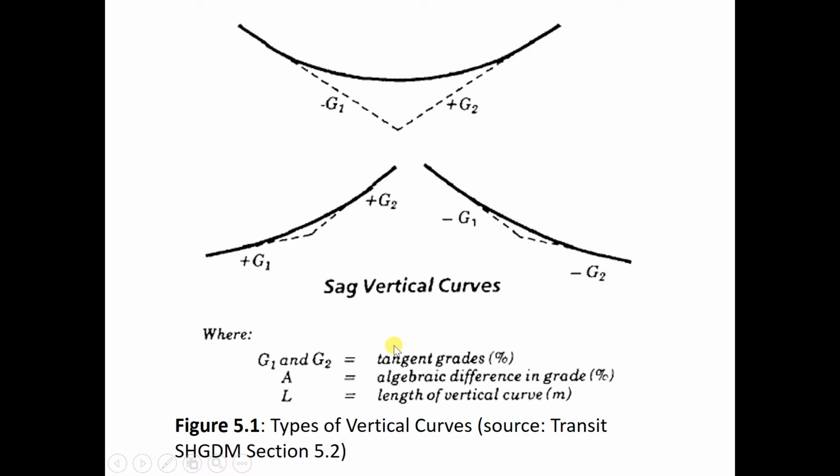Okay, so usually A is the algebraic difference in grade. So G1, G2, whether it's the sag curve or the crest curve on the previous page, when you see the differences, you just add up. Then we have to take into account the negative and positive signs.